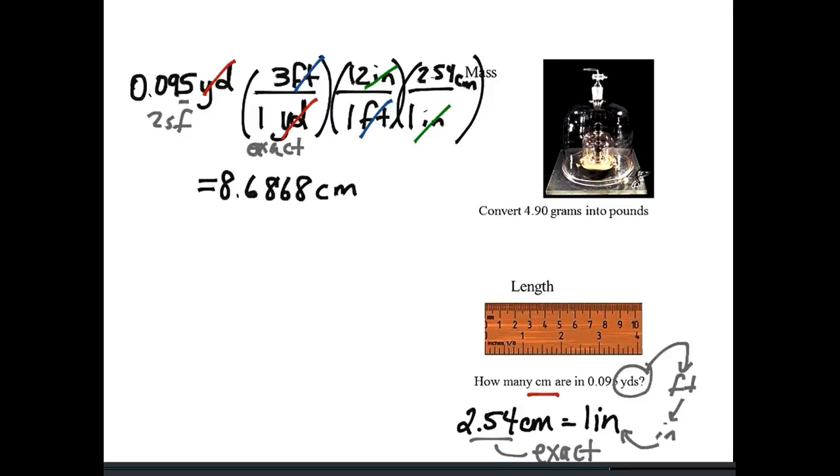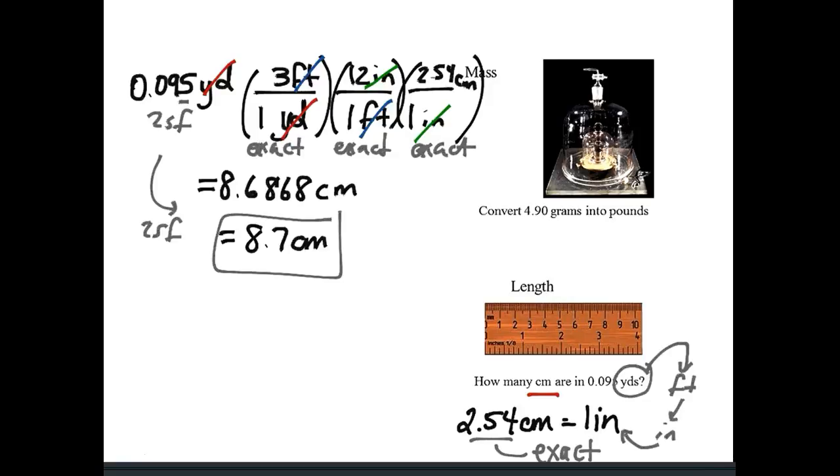3 feet in 1 yard is an exact number. They're exactly 3 feet in 1 yard. They're also exactly 12 inches in 1 foot. And it's kind of unusual, but the conversion from centimeters to inches has been defined as an exact number. So those 3 significant figures will not limit your sig figs. So that means that our answer needs to be rounded to just 2 sig figs, which matches the number that we're given. And so we need 8.7 centimeters is our final answer.